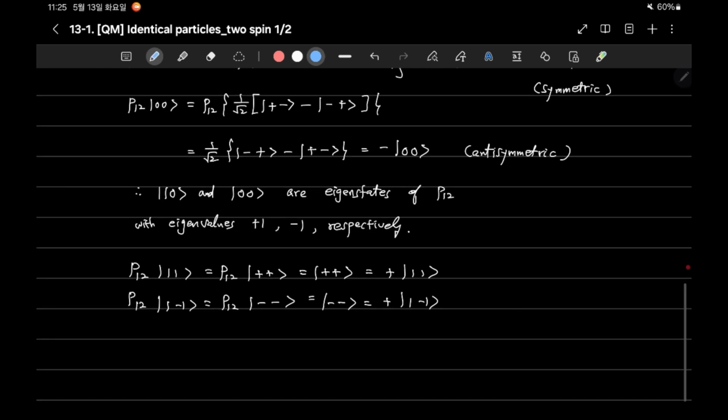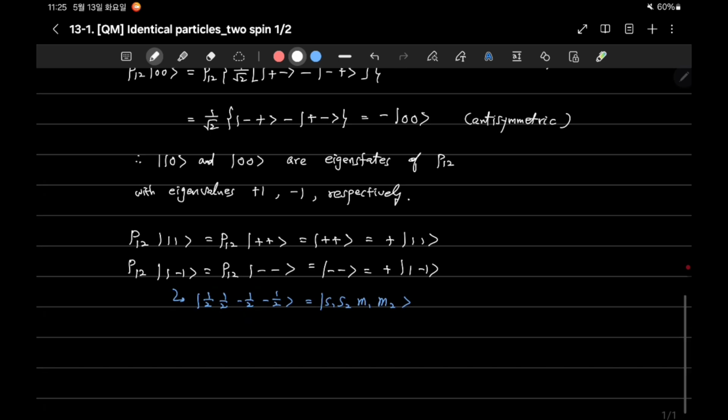And also in an uncoupled basis, 1 minus 1 is represented as 1 half, minus 1 half, minus 1 half for the S1, S2, M1, M2 consideration. And so there are two kinds of states, the symmetric state and the anti-symmetric state. Then from this basis, the Pauli exclusion principle appears.